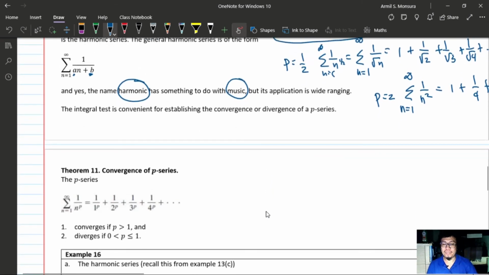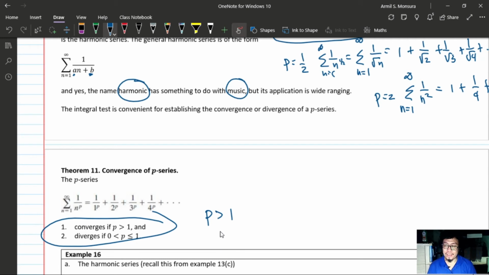There is a very simple test. If you can recognize that a series is a P series, there is a very simple arithmetic test using Theorem 11 to determine whether a P series converges or diverges. A P series converges if P is more than 1. But if it is between 0 and 1, your P series diverges.